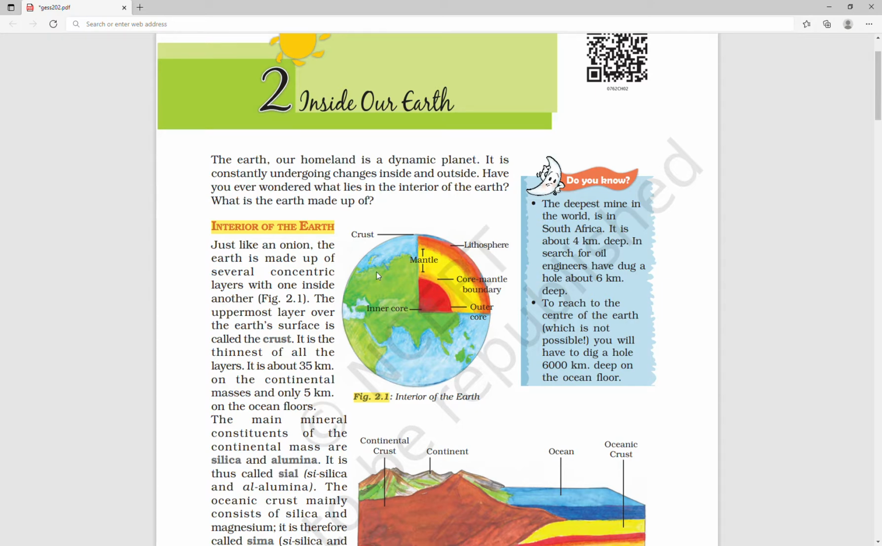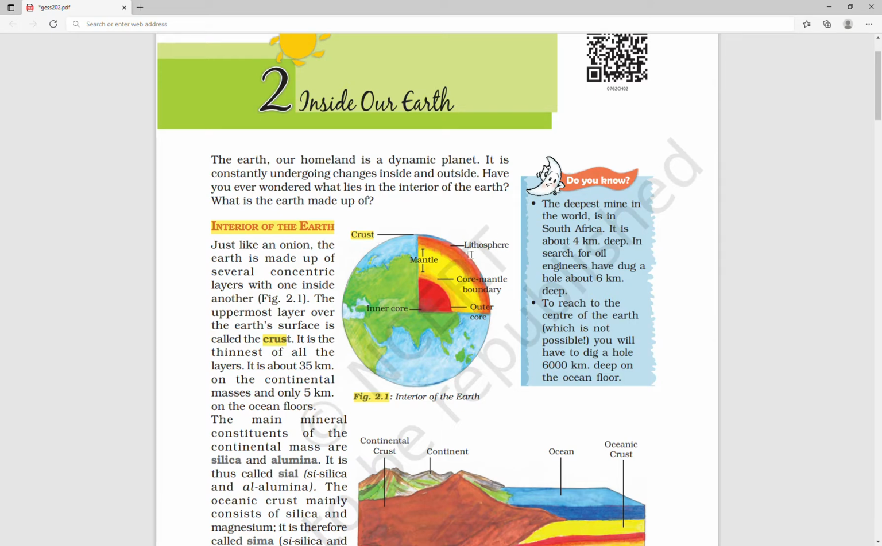By seeing this Figure 2.1, you can see right here is our Earth, but they just took the quarter part of it and showed what is inside the Earth. Here is the crust. The uppermost layer over the Earth's surface is called the crust. It is the outer layer or the uppermost layer.